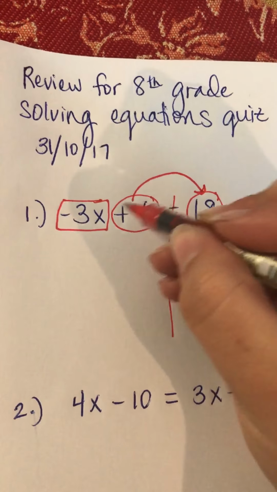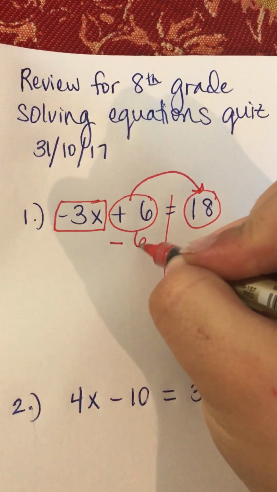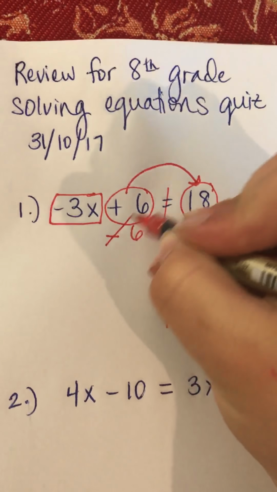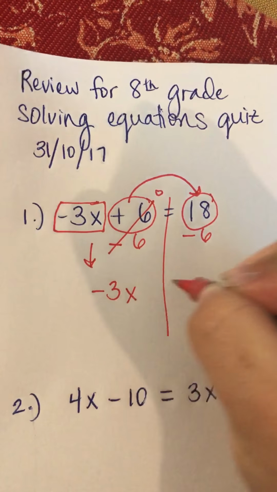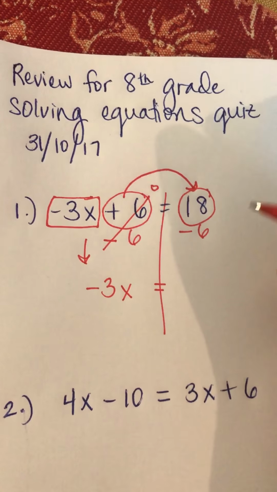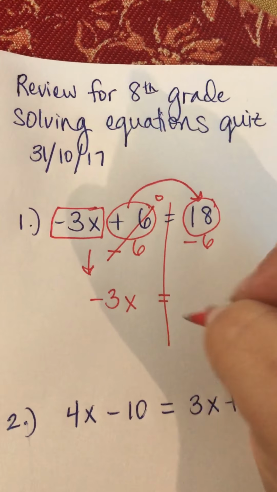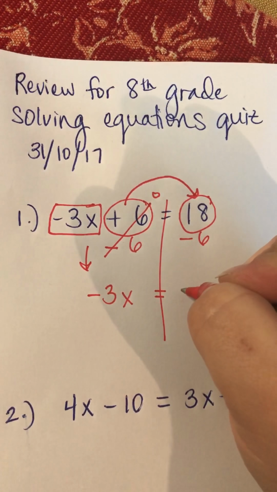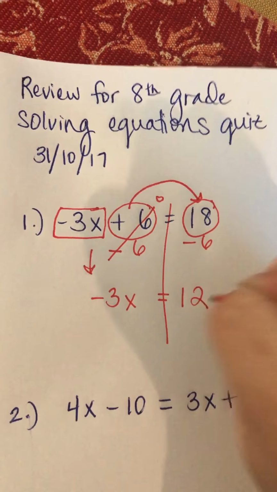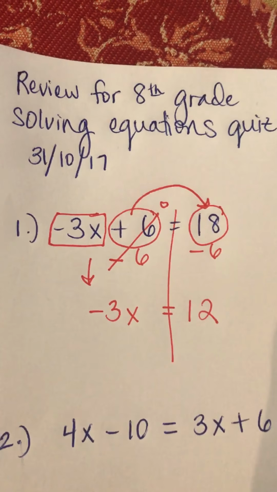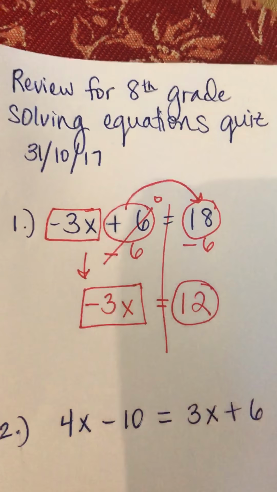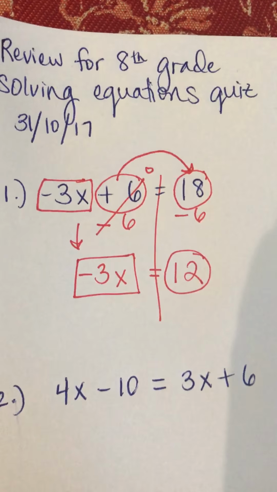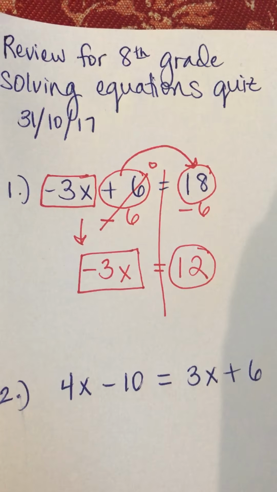This one is a positive 6, so to move it I subtract 6 and subtract 6. This will give me 0. I still have negative 3x. 18 minus 6 will give me 12. All right, and now I have all of my variables on one side and all of my constants on the other side. Remember, variables have a letter and constants do not.